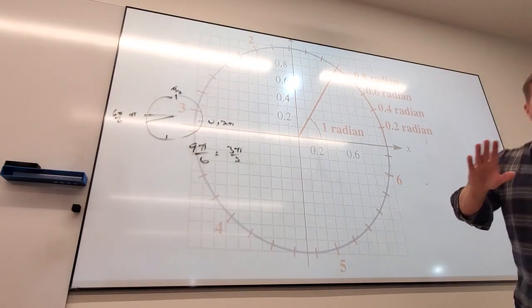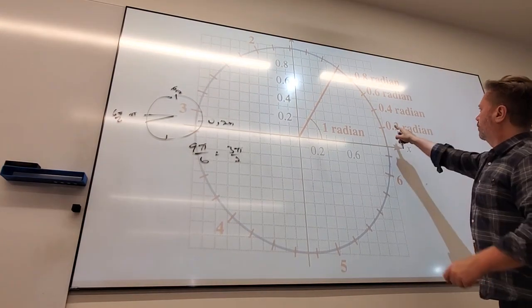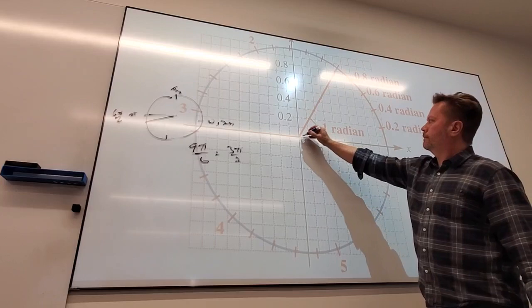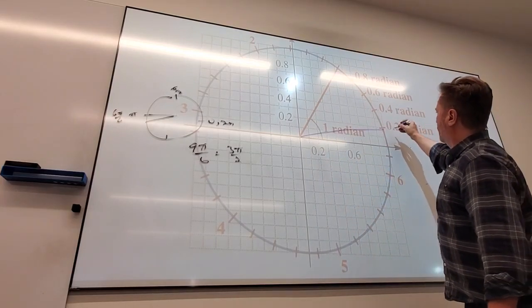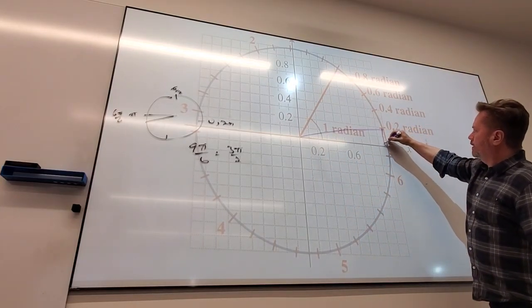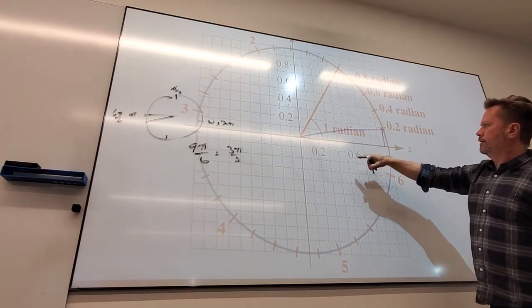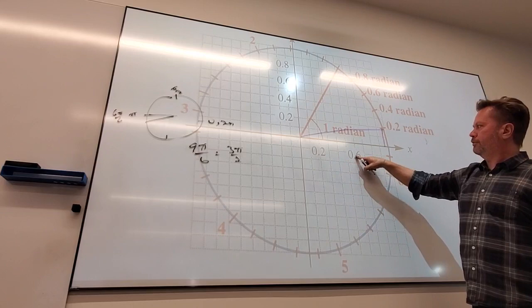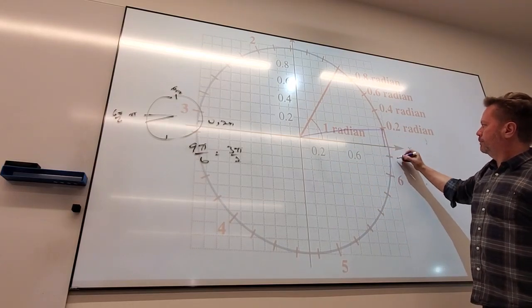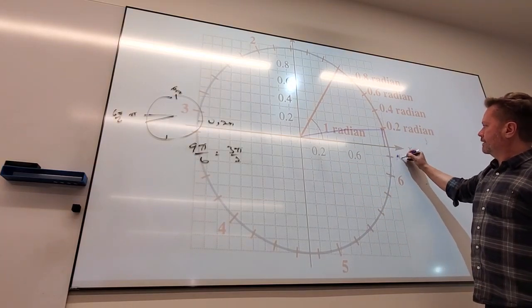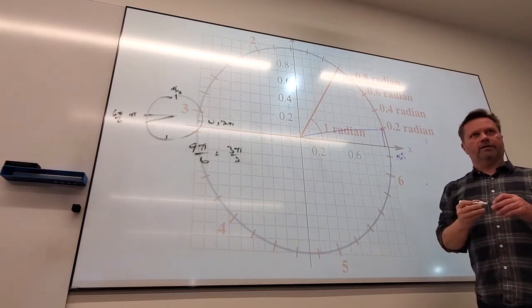Okay. This one's kind of nifty. So watch this. Okay. 0.2 radians is right there. So if I want to see an estimate for what the cosine is, 0.2, 0.3, 0.4, 0.5, 0.6, 0.7, 0.8, 0.9, I'd say like 0.96 would be an estimate for what the cosine is.